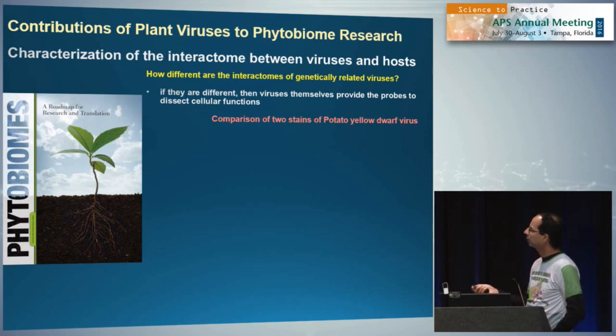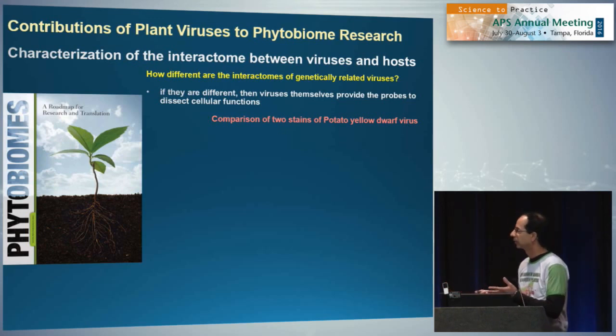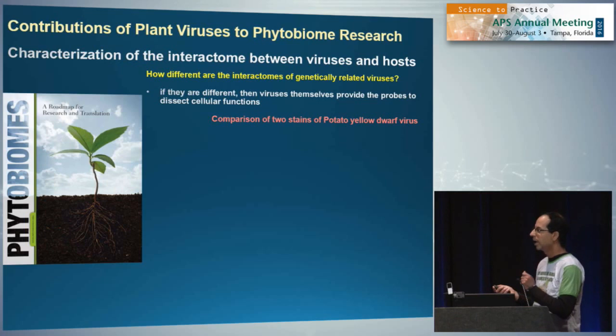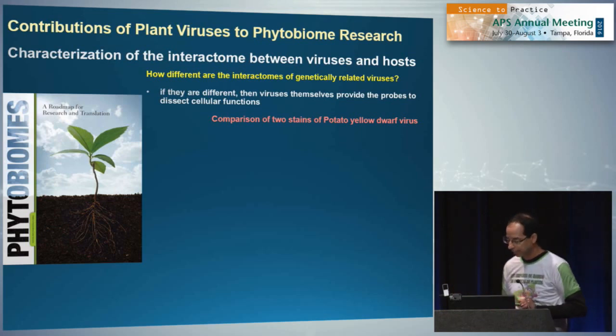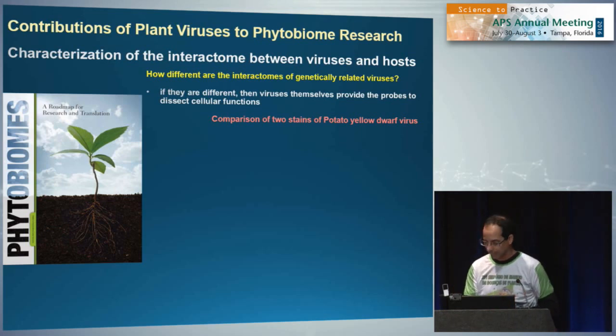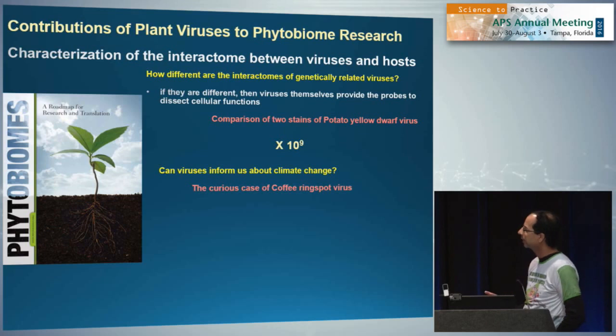So how different are interactomes between even genetically related viruses? I'll show you a comparison of 2 strains of potato yellow dwarf virus. And the idea being that if they're different, then viruses themselves provide the probes to dissect cellular functions. So these so-called VAMPs that were just introduced in the previous talk. So that's very important.